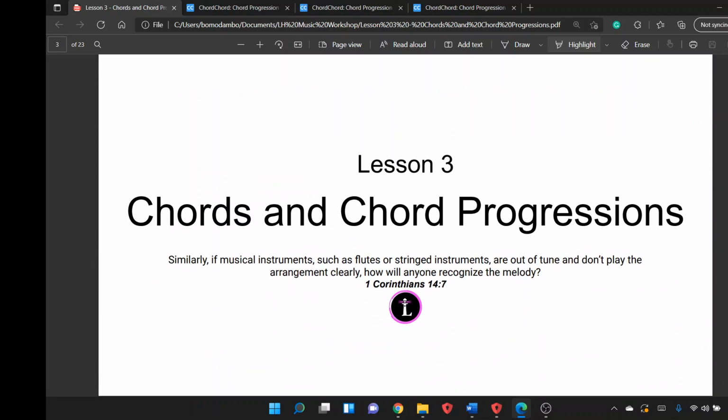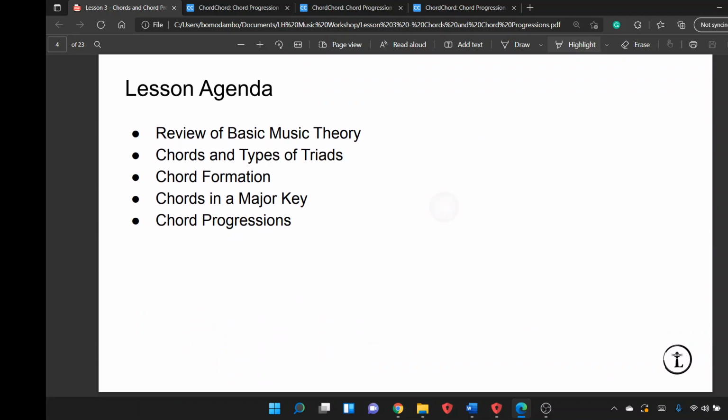So, today we will be learning about chords and chord progressions. But basically, we'll go through a quick review of what we've learned so far so that we can see how everything ties together. Then we'll discuss chords, chord formation, the chords in a major key, and then talk about chord progressions.